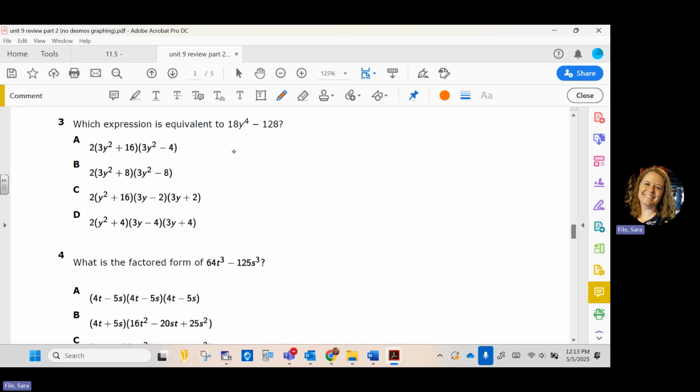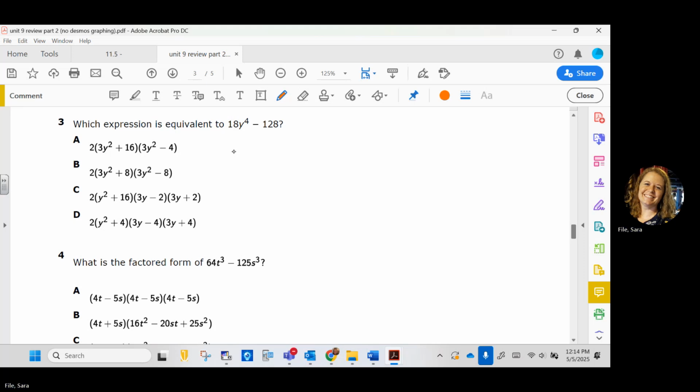You're looking for the factors of 128 that are also a factor of 18. And you could even try dividing 128 by 18. It doesn't divide evenly. That's not it. But if you just want to work backward to check those numbers, you could do that.